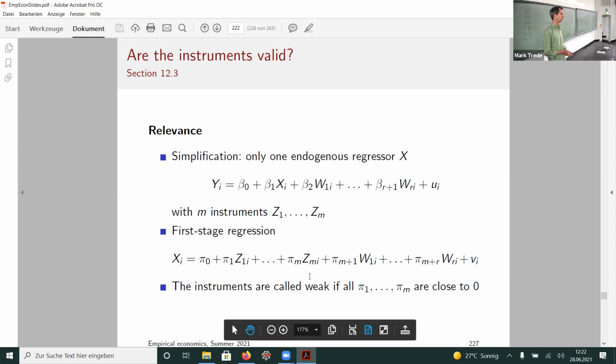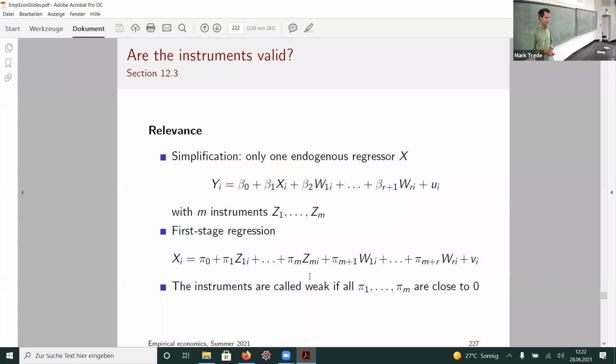So let's start with the relevance. And the question, if the instruments are relevant, is difficult to answer if we have many endogenous regressors. But in most economic applications where instrumental variable estimation is used, there's only one endogenous regressor. So that's a simplification that is perfectly plausible in a bachelor course. So we assume for the moment that we have only one endogenous regressor X.